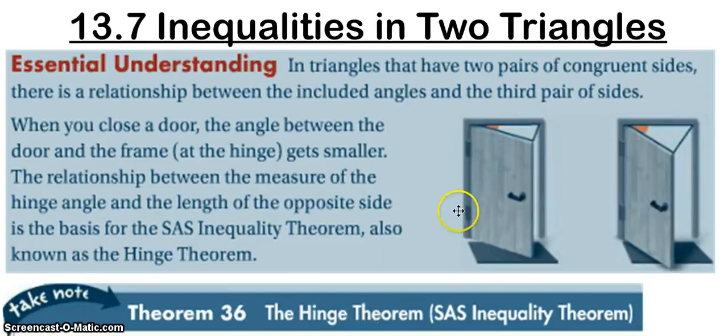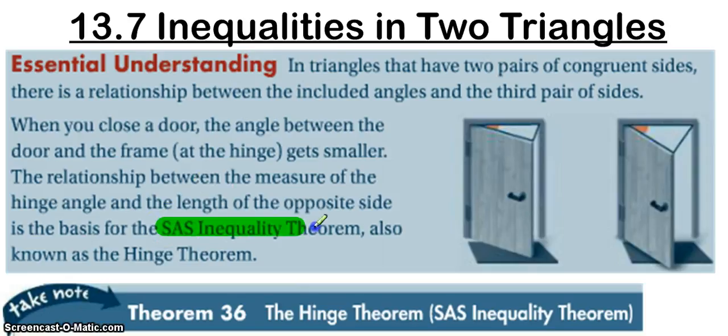So when we think about a door, think about opening and closing a door, and think about the hinges. The hinges are always right here vertically on the edge of the door. Now that door, between the frame, the door itself, and the opening of the door, make a triangle. So the further you open the door, the larger the distance between the door, the larger the angle that the hinge creates.